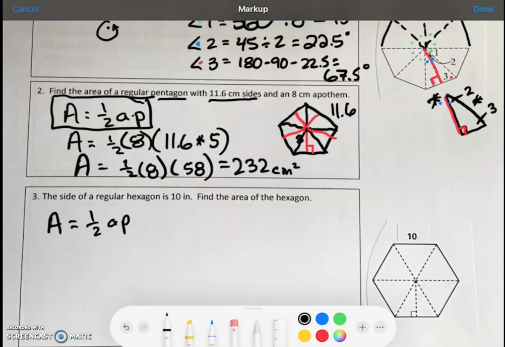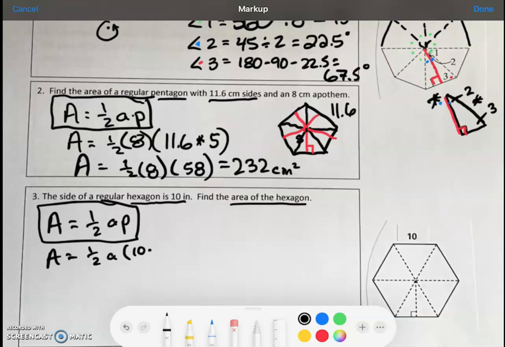And finally, number 3 here, the sides of a regular hexagon is 10. Find the area of this hexagon. So of course the formula is this new one, 1/2 apothem times perimeter. We've got a side length of 10, so the perimeter is going to be no problem. 10 times 6, that's 60. What we don't know is this apothem number. So we're going to need to figure out what this apothem number is.